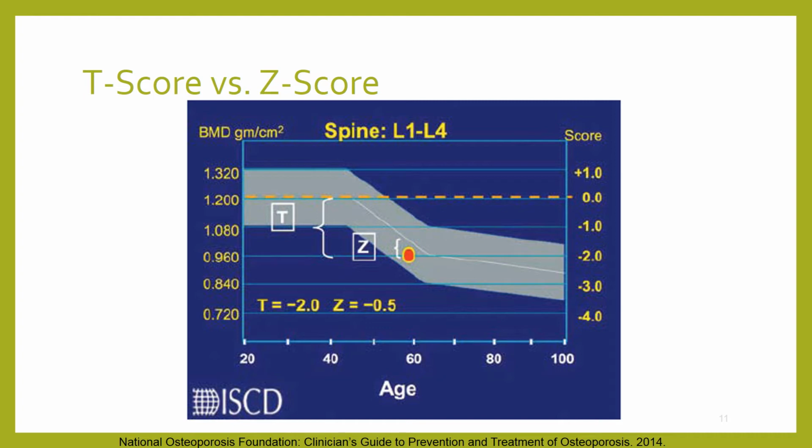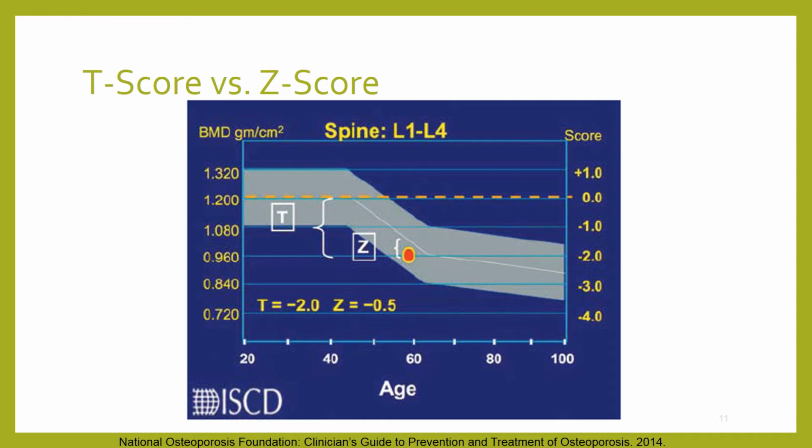A T-score measures the number of standard deviations your bone mineral density is from a young, normal, healthy population average. A Z-score, on the other hand, compares your bone mineral density to people in the same age, sex, and ethnicity groups. If you see the example in the chart of the patient in the red dot, the red dot depicts a bone mineral density of a patient who is 60 years old.